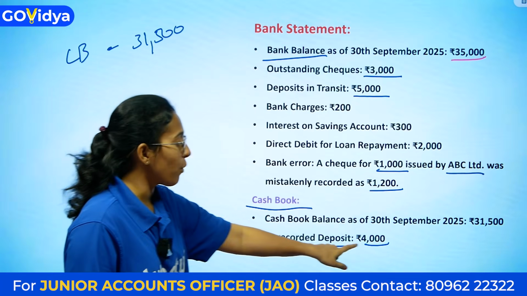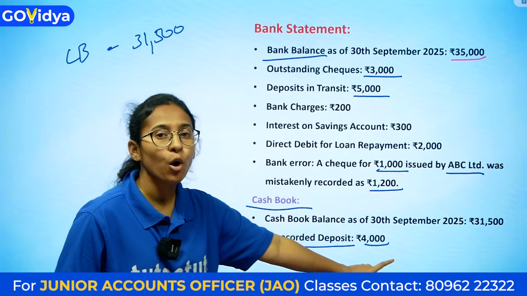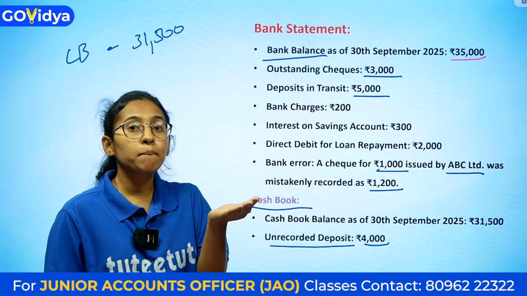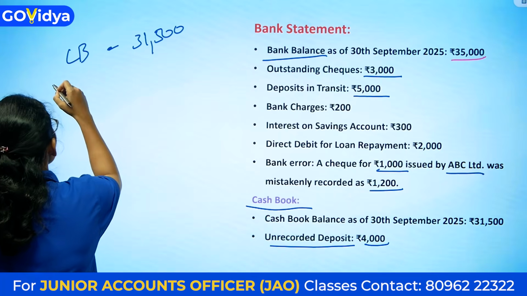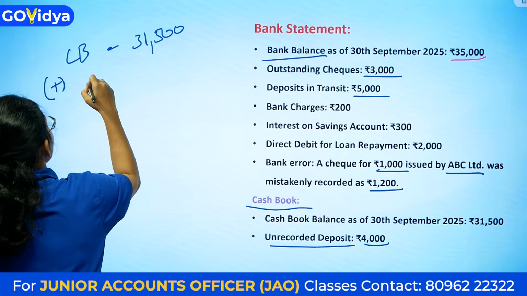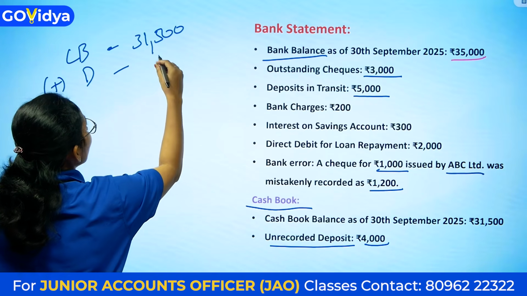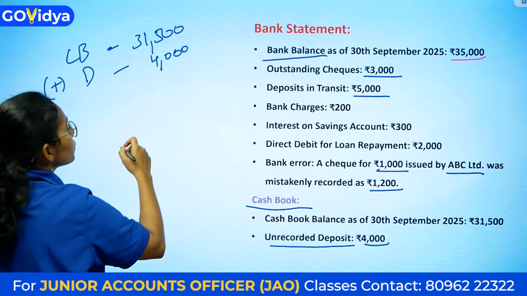Now, there is an unrecorded deposit, which is not recorded in the cash book. That means it increases our bank balance. What do we have to do, add or minus? Add. So add the unrecorded deposit. How much? 4,000.